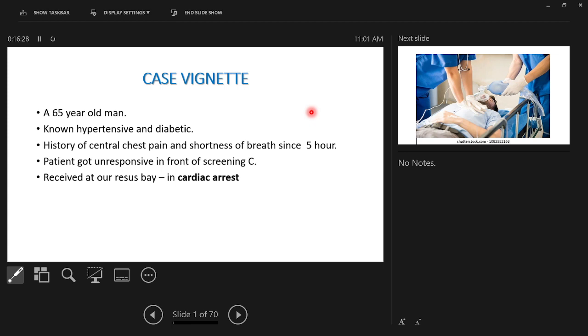Then there should be minimal interruption in chest compressions. It should be less than 10 seconds. And we have to rotate the compressor every 2 minutes. These are the components of high quality CPR.